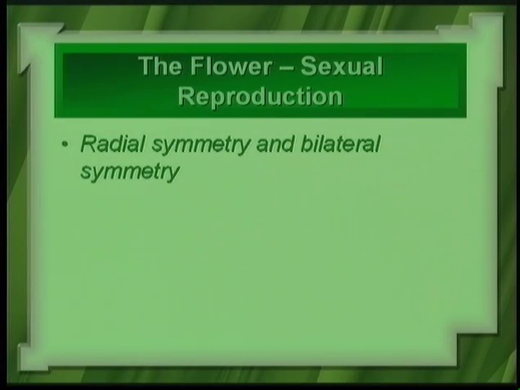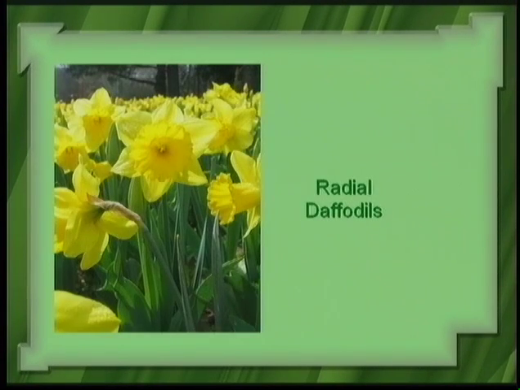Now, getting into other parts of the flower, we also have two different kinds of symmetry in the plant. We have radial symmetry and we have bilateral symmetry. Radial symmetry can be shown by this plant here, and these are daffodils. These could either be daffodils or narcissuses, but I think they're daffodils.